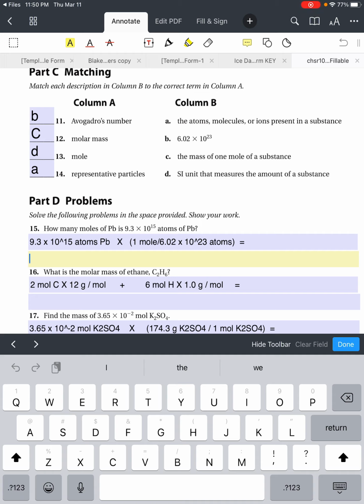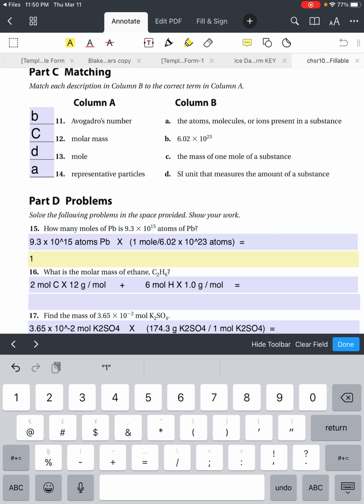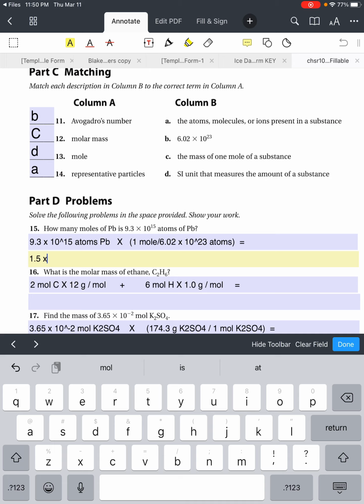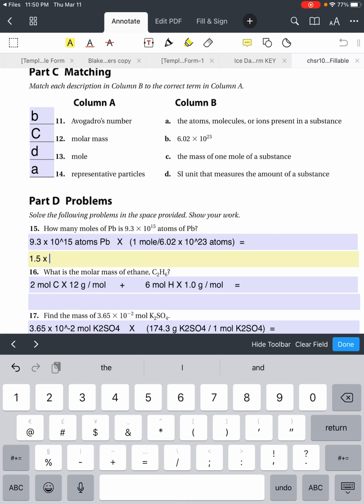And when you do that and you use significant figures, which it'd have to be 2, so I can only go out 2 decimal points, 1.5, when you use your calculator to do this, times 10 to the minus 8th mole.